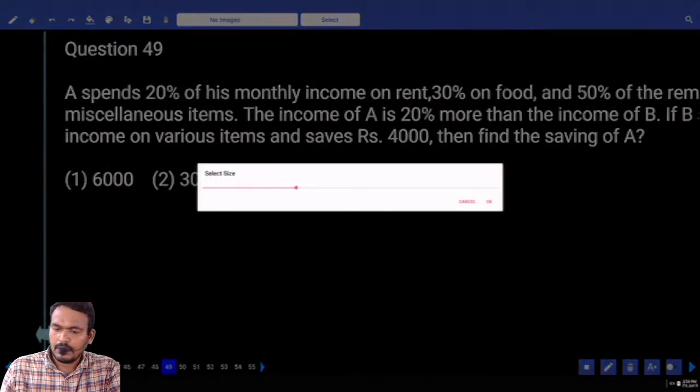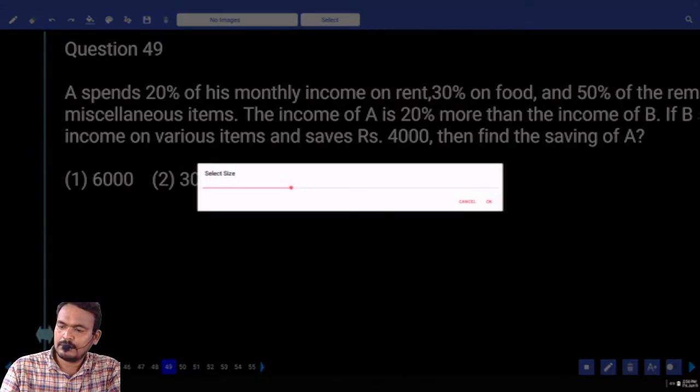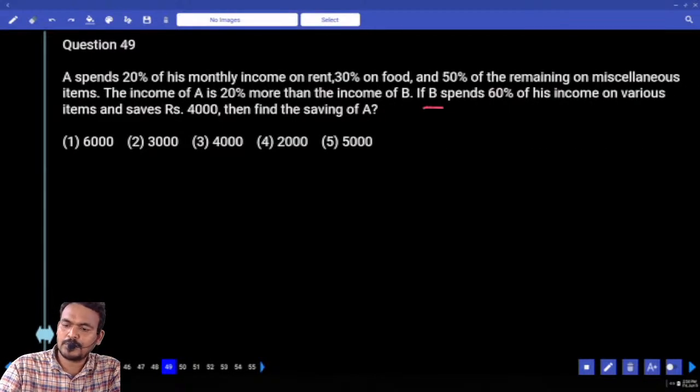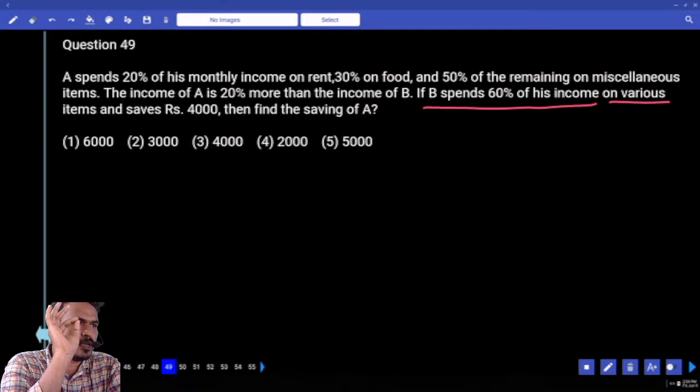First, what are B's savings? B spends 60% of his income on various items. Out of the income, 60% is spending, so what is the remaining? 40%. That 40% is savings, right?